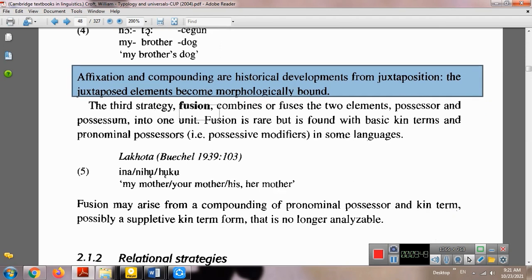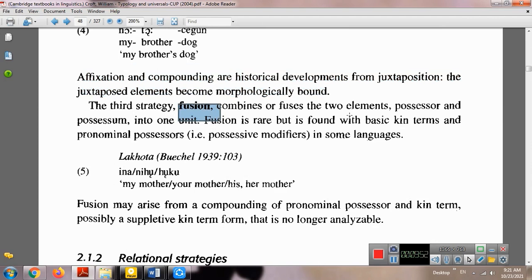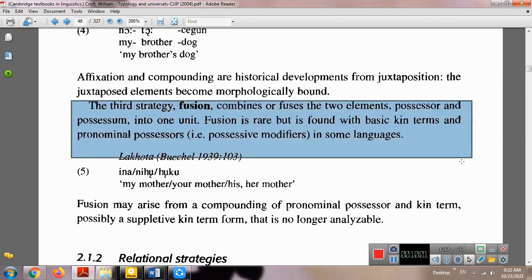The third strategy is fusion. It combines or fuses the two elements, possessor and possessum, into one unit. You should know that. Maybe I will ask you what we mean by fusion. The third strategy, fusion, combines or fuses the two elements, possessor and possessum, into one unit. Fusion is rare, but is found with basic kin terms. Okay, fusion almost always happens in kin terms and pronominal possessors, possessive modifiers in some languages. You should know that. What do we mean by fusion?